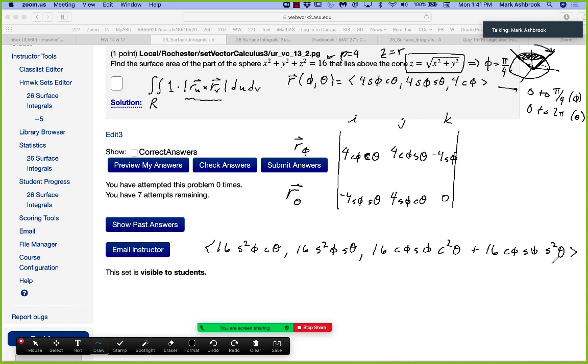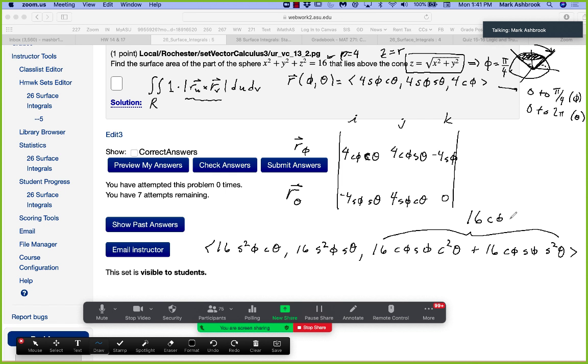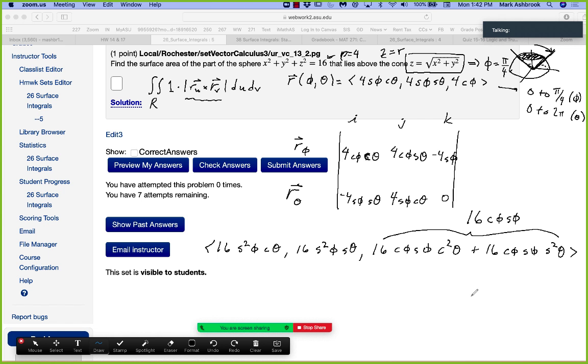And now we have to take the magnitude of that. So let's simplify this first. How does this simplify right here? I can factor out 16 cosine phi sine phi, and I'm left with cosine squared plus sine squared. So that's nice. We just get 16 cosine phi sine phi.